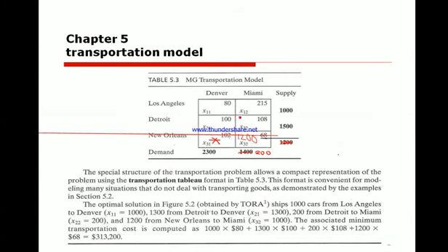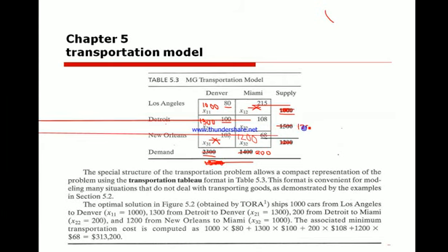So here is 1,200, and we send all of them this way. The remaining here will be 200, as you can see. The next cheapest route is 80. Los Angeles has 1,000, and Denver needs 2,300. So we send 1,000 on this road, and here there's no need anymore, so we cut this, and the remaining here will be 1,300.